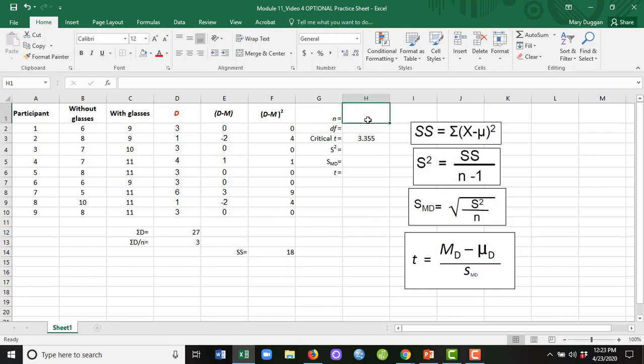First of all, let me put in my n, which is 9. So my degrees of freedom are going to be equal to 9 minus 1. N minus 1 is your degrees of freedom. I already put the critical t in there for us.